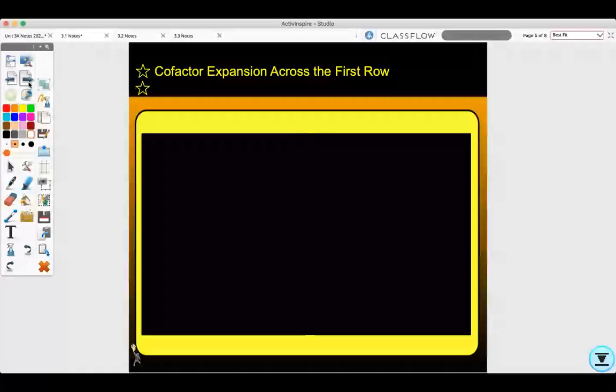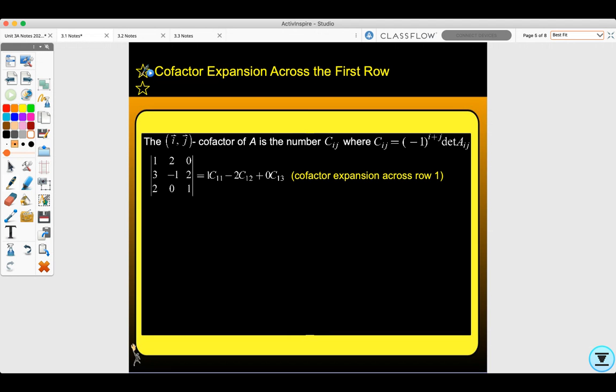Let's look at the cofactor expansion across the first row. The i, j cofactor of A is the number Cij, where Cij is negative 1 to the i plus j times the determinant of Aij. So for example, the cofactor expansion across row 1 of this will be 1 times C11, because that would be first row, first column. That would leave this matrix here. That's what C11 is. Minus 2 times C12, which would give me 3, 2, 1, 2, or 2, 1. And then 0 times C13 would be this, leaving this matrix here, 3, 2, negative 1, 0. And that's the cofactor expansion across row 1, which is what we did in the previous example.